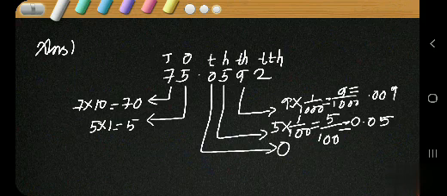Instead of writing 0.009, we can write 0.009. So this is the answer. This is the place value of 9. Got it? Okay, now let's try to find out the place value of 2. 2 is in which place? Yeah, 2 is in 10,000 place.